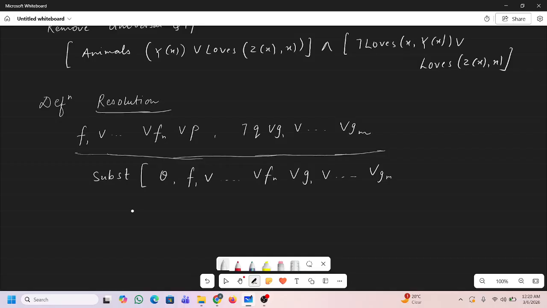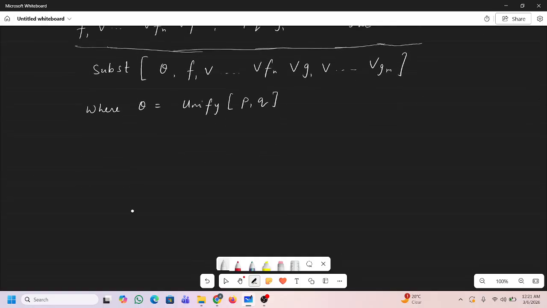Okay, so we have replaced here p and negation of q. This is our conclusion. Okay, so how have we replaced it? We have replaced it by unification, that means we can write theta is equal to unify what we need to unify, p and negation of q. So it will be unify p and q, right? So this will give you a theta, and then by that theta you can write the conclusions.